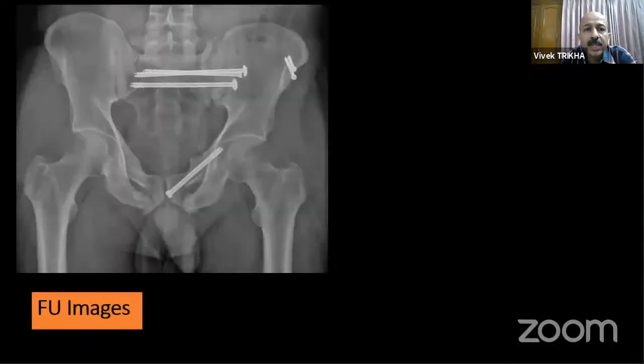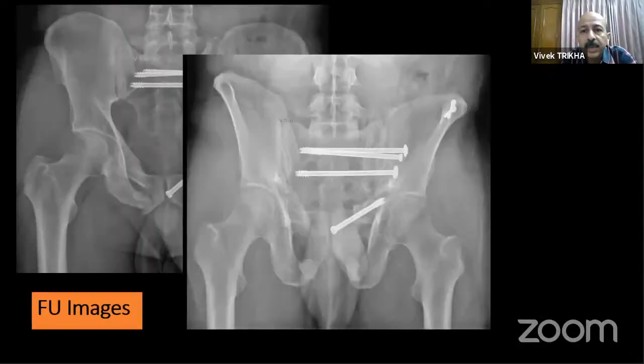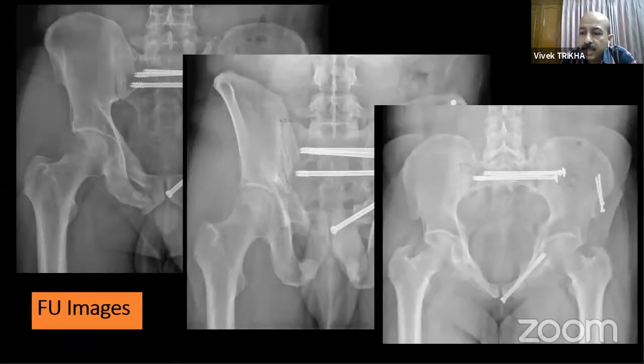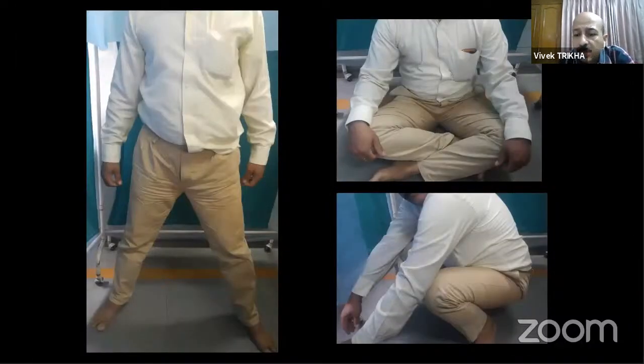This is his follow-up image after 1 year, where everything has completely united, and this patient is able to do all his activities.